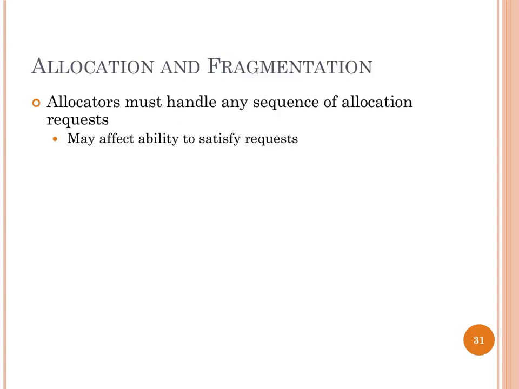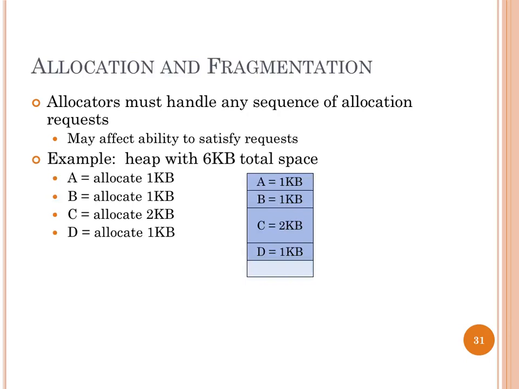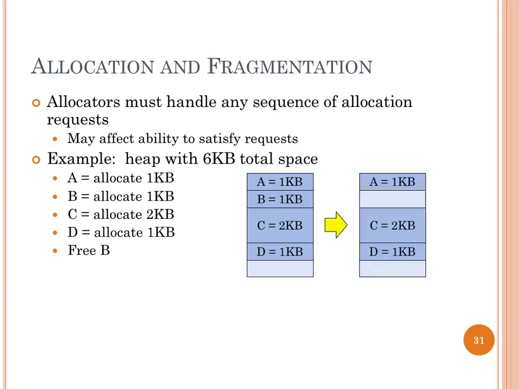We don't know what sequence of allocation requests we will get. The program can ask for memory in any order it wants. So let's say that we had a monstrously huge 6 kilobyte heap, and we have these 4 allocations: 1 kilobyte, 1 kilobyte, 2 kilobytes, and then 1 kilobyte. And we just hand it out wherever we can fit it in. And then the program frees the second allocation. How much memory do we have available?